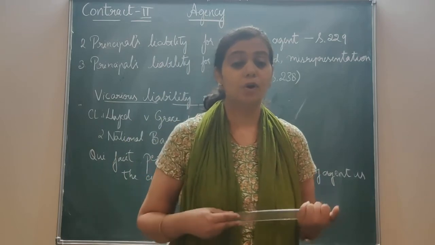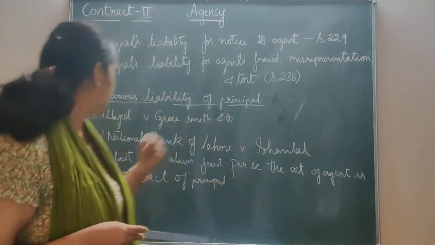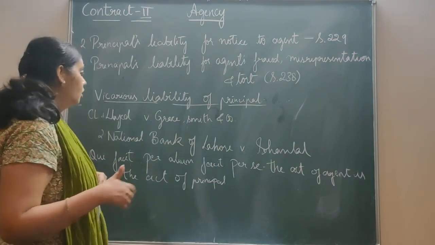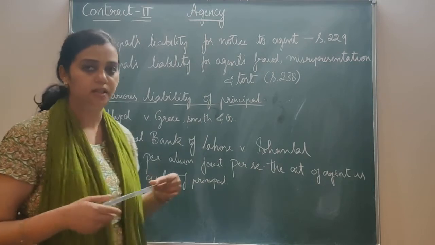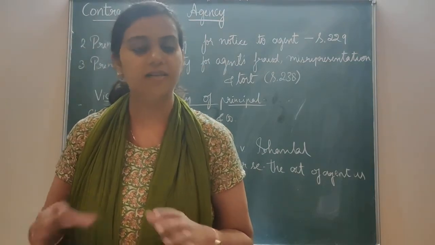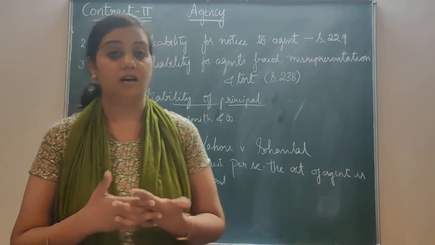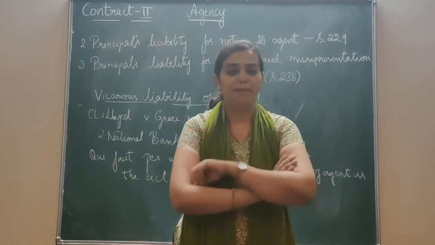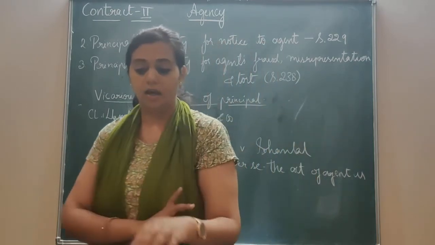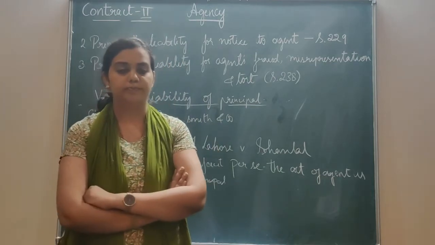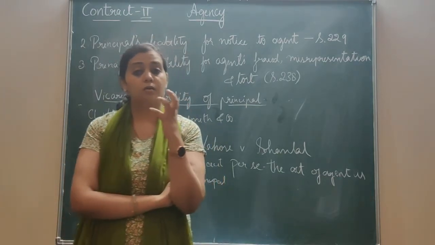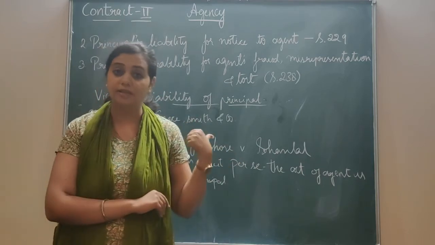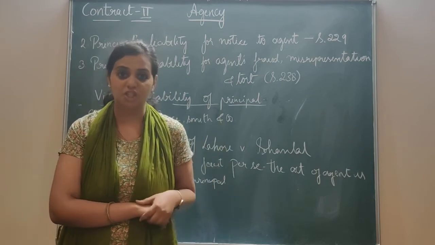Now, to understand this more clearly, you will go and see some case laws, so you will be able to understand this in a better way. Case law: Lloyd versus Gray, Smith and Company. We have studied this case. It's a very interesting as well as important case in contract law. I'll just tell you the brief facts of the case. This is for how the principal becomes liable for the acts of the agent. This case gives a wonderful explanation.